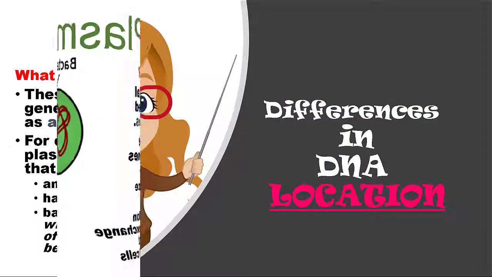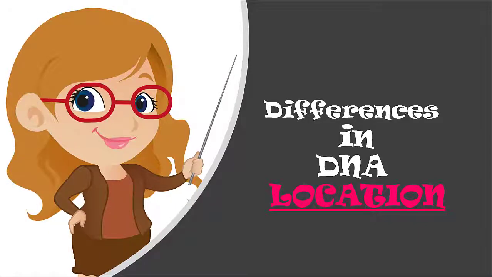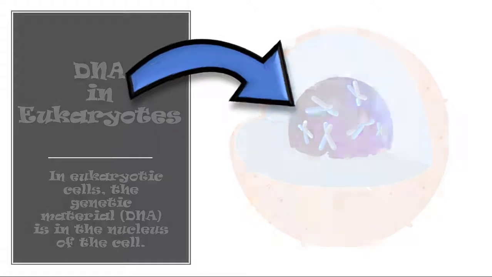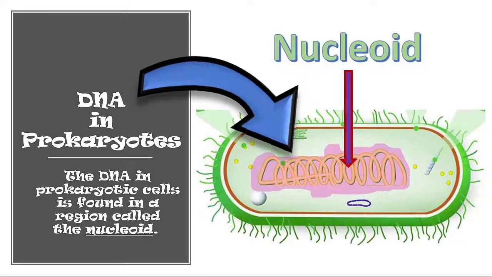There are also differences in where DNA is found in different organisms. In eukaryotic cells, the genetic material, or DNA, is found in the nucleus of the cell. The DNA in prokaryotic cells is found in a region called the nucleoid.